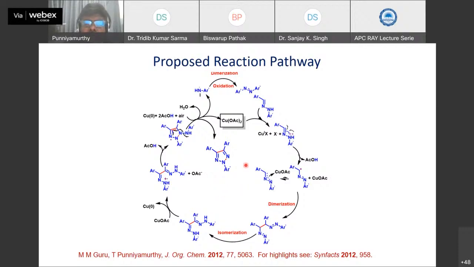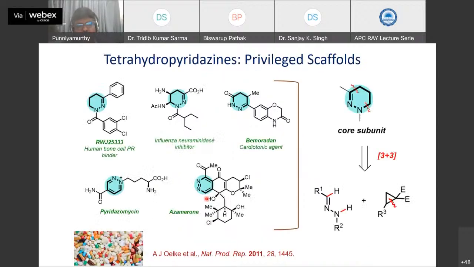From this, what we can understand here, the copper does two roles. Here also, you can see it acts as a redox catalyst by an electron transfer process. So the reaction can be ionic or radical, depending upon the substrate and reaction conditions. Having this information, we thought, why don't we use a copper-based catalyst to carry out this catalysis. Before going to that, let me show you the background of the first transformation.